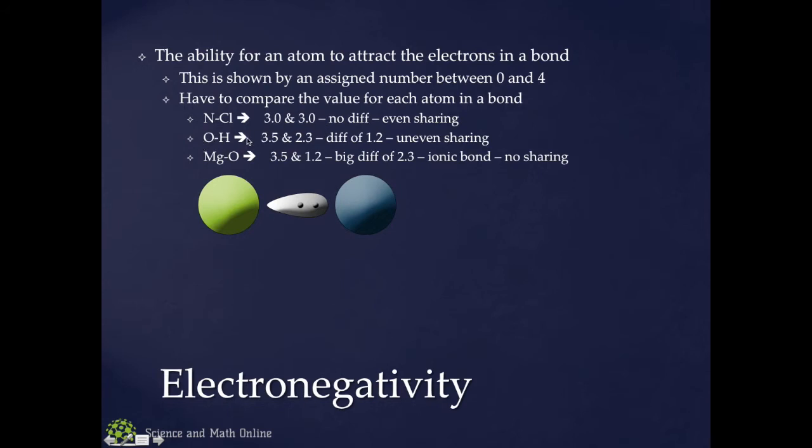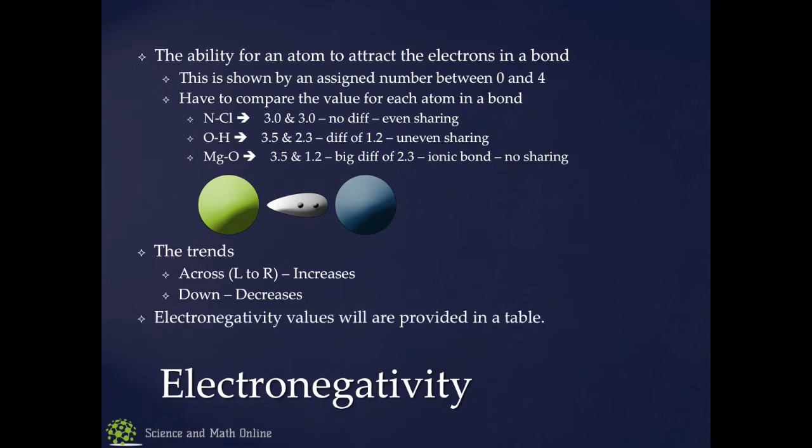Okay, we look at water, oxygen and hydrogen, 3.5 and 2.3. They have a difference of about 1.2. We call that uneven sharing, that the electrons are going to be a little bit more over here on this side with the oxygen and a little less with the hydrogen. And then magnesium and oxygen, that is a big difference of 2.3, so they're not even sharing anymore. The oxygen just literally takes the electrons away, and we call that an ionic bond. We'll deal with that later. But the trend still works just like ionization energy and electron affinity, that it increases up and to the right. You'll always be given a table with these.